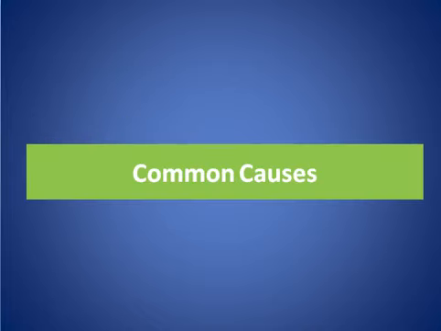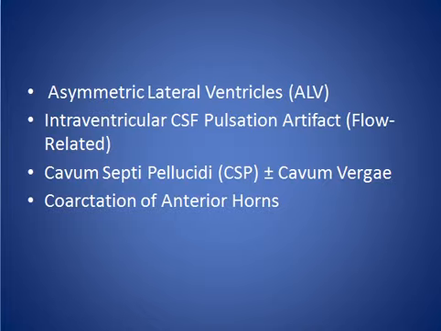Clinically, the patient may come for headache, papilledema, and a history of prior trauma or infection. The differential diagnosis, the common causes: asymmetry of the lateral ventricles, intraventricular pulsation artifact, flow-related artifact, cavum septum pellucidum and Vergae, coarctation of the anterior horn.